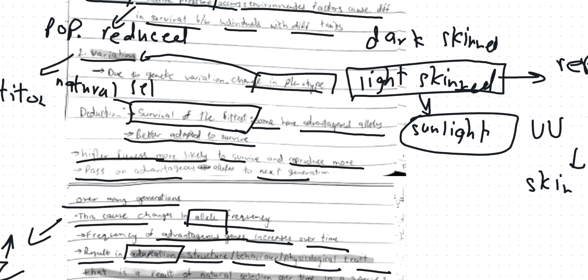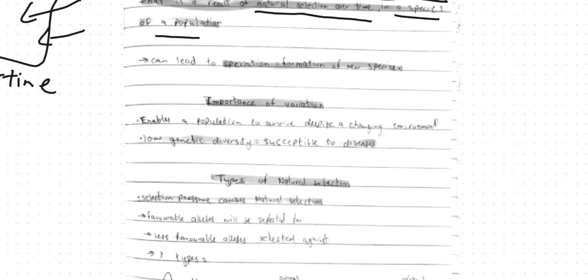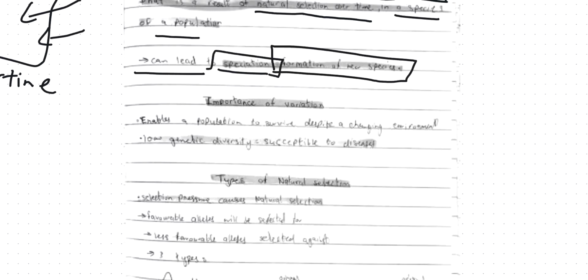All right. So yeah. And this can lead to something called speciation, where speciation is the formation of new species. We'll talk more about speciation, but just know that speciation is the formation of new species. And so there are many types of natural selection.